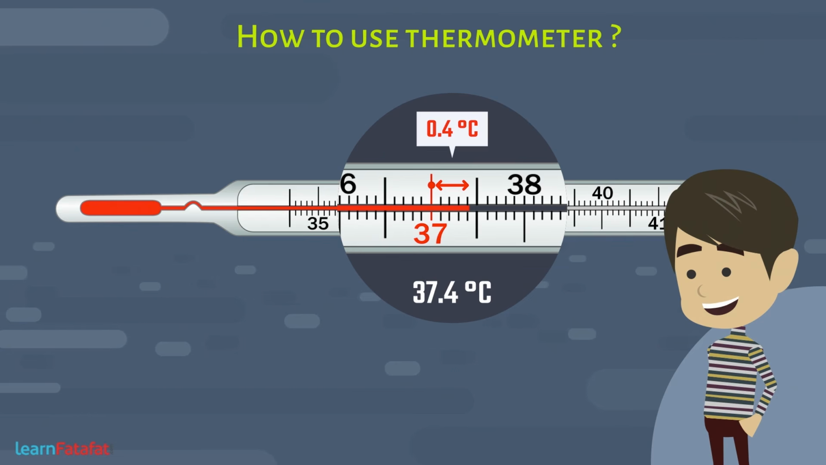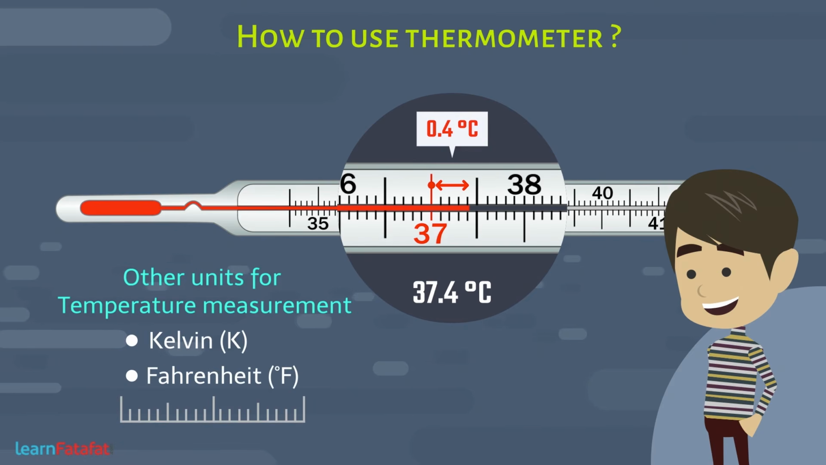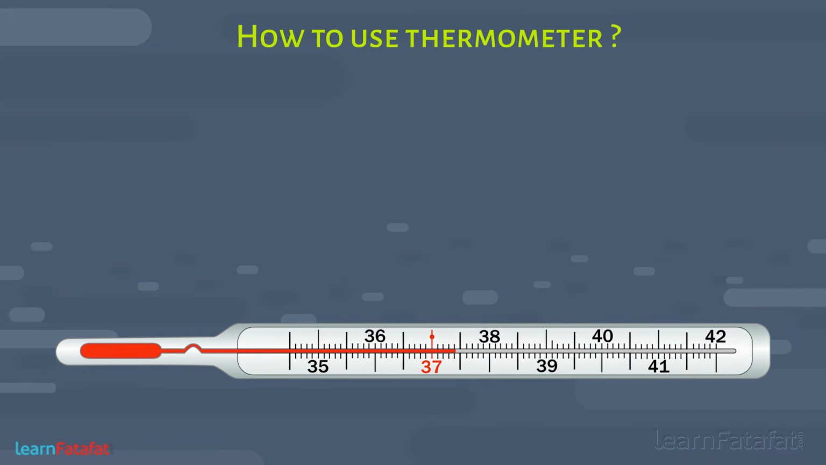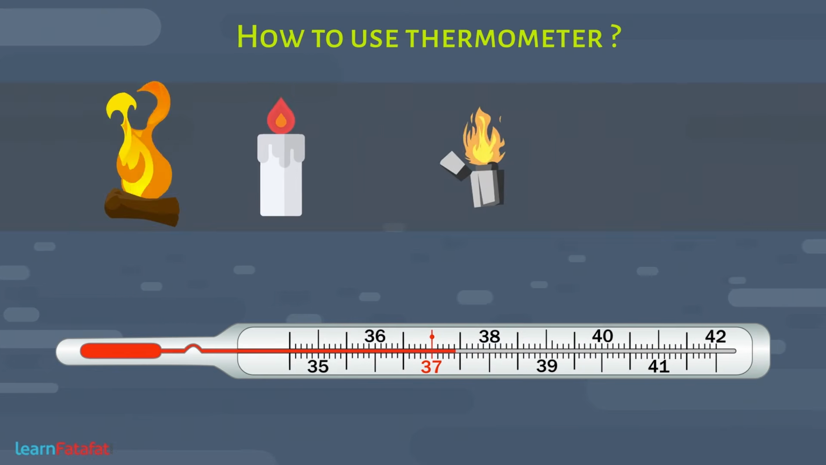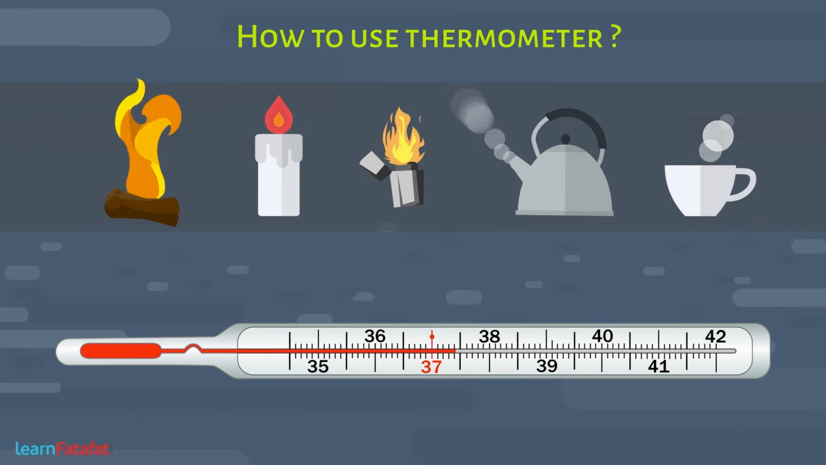For temperature measurement, there are units other than Celsius, such as Kelvin and Fahrenheit. Their scales also vary from that of Celsius scale. Always remember, never use a clinical thermometer for measuring the temperature of hot objects other than human body. It may break. Here we complete this topic.